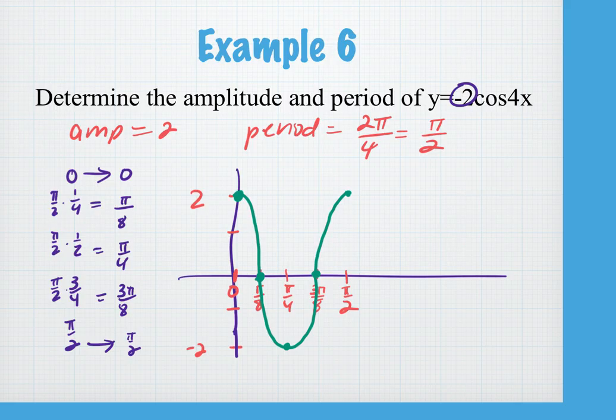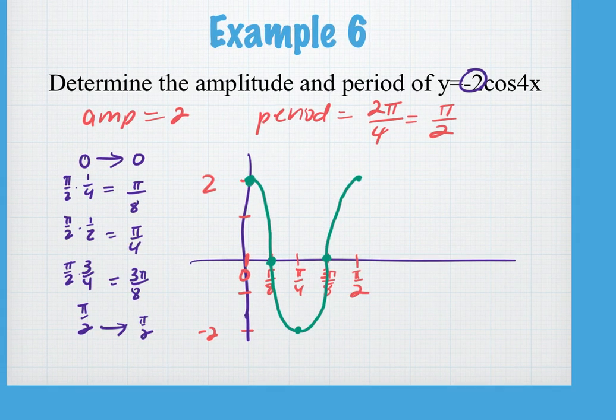Because it's negative cosine, what would happen? It would flip. So instead of starting at positive 2, it would actually start at negative 2. It would come up to 0. It would come up to positive 2, back down to 0, and back down to negative 2. So the negative cosine would look like that. Still good?